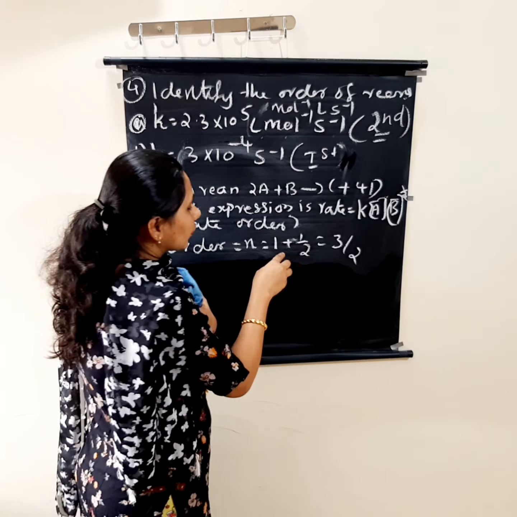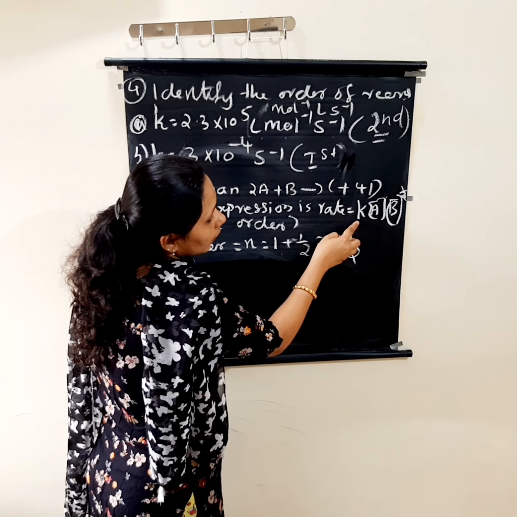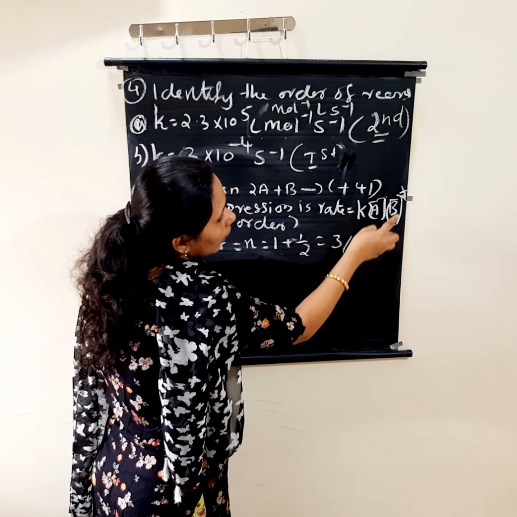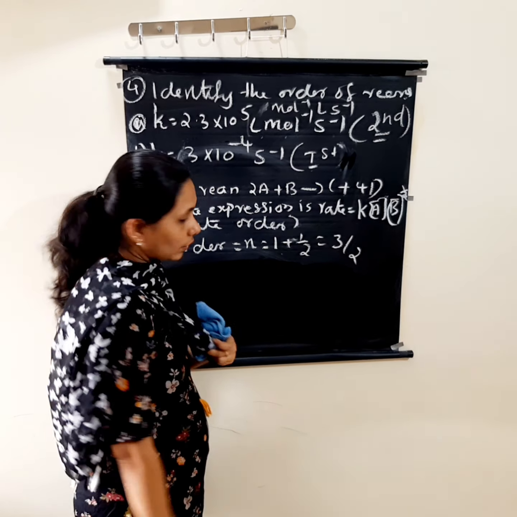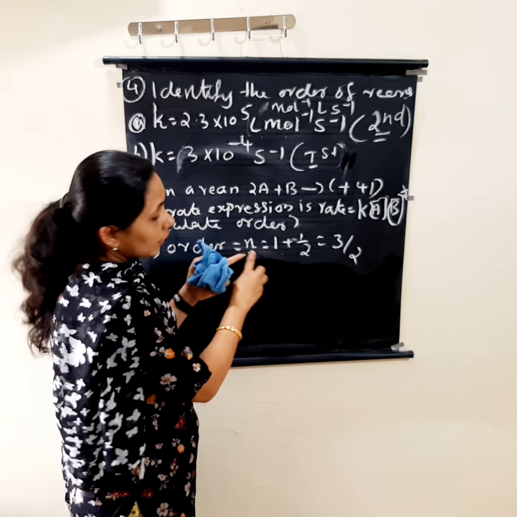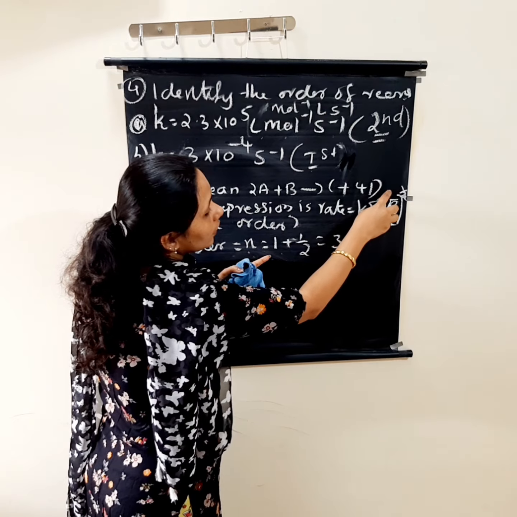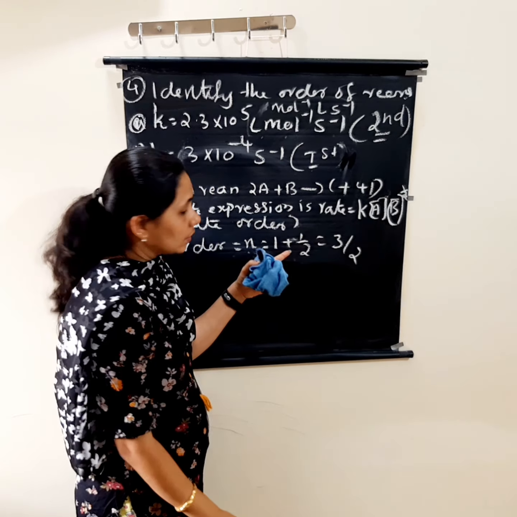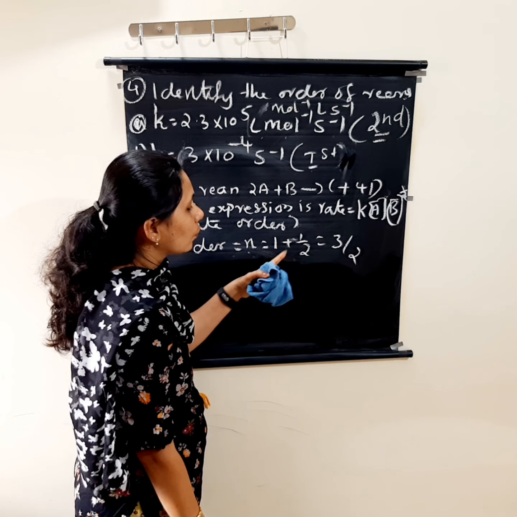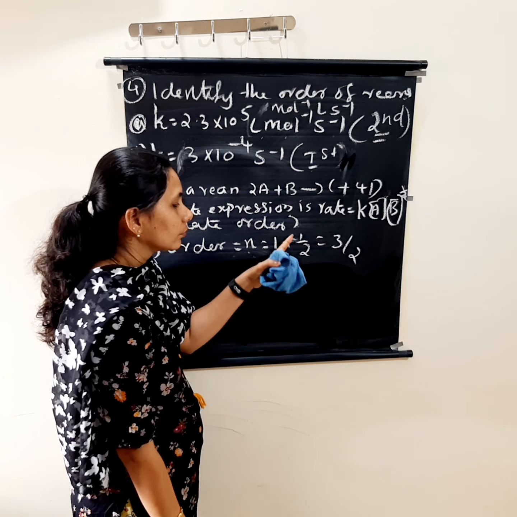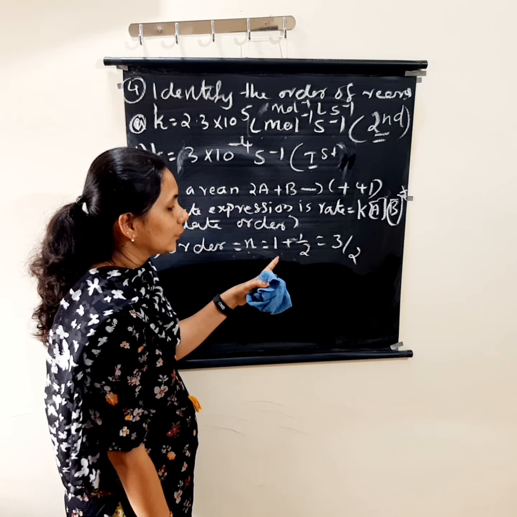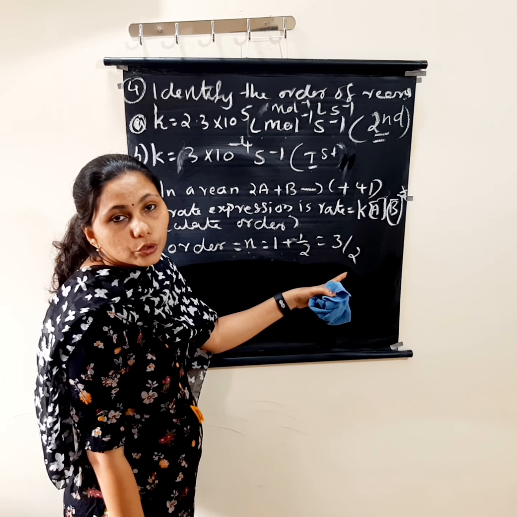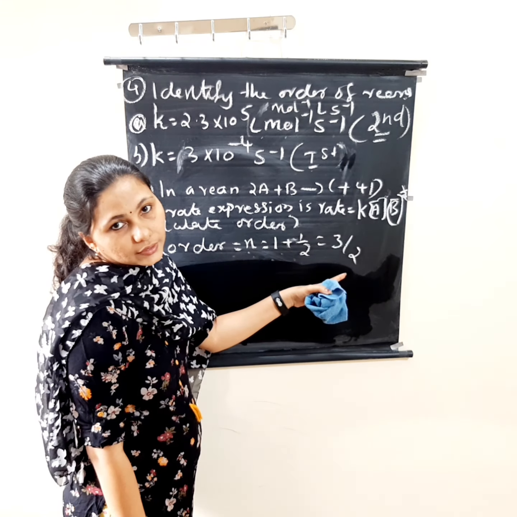So here it is K into concentration of A raised to 1 into B raised to 1 by 2, right? So order n equal to, what is the exponent term here? 1. Plus what is the exponent term for concentration of B? 1 by 2. So what is it? 1 plus 1 by 2 equal to 3 by 2. So 3 by 2 is the order of this reaction.